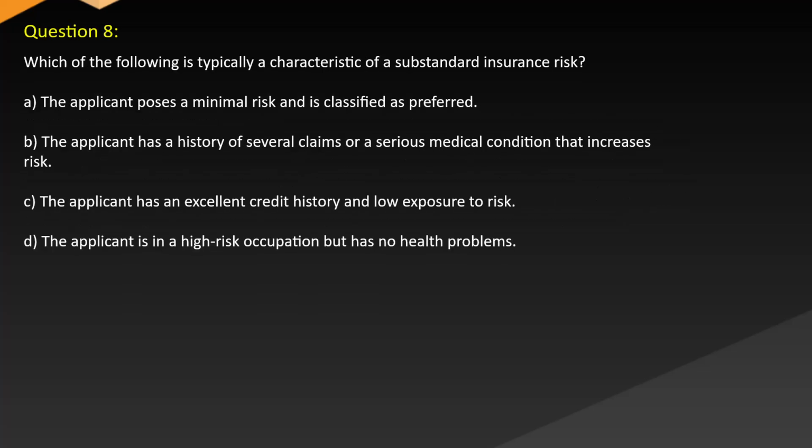Question 8. Which of the following is typically a characteristic of a substandard insurance risk? A. The applicant poses a minimal risk and is classified as preferred. B. The applicant has a history of several claims or a serious medical condition that increases risk. C. The applicant has an excellent credit history and low exposure to risk. D. The applicant is in a high-risk occupation but has no health problems.